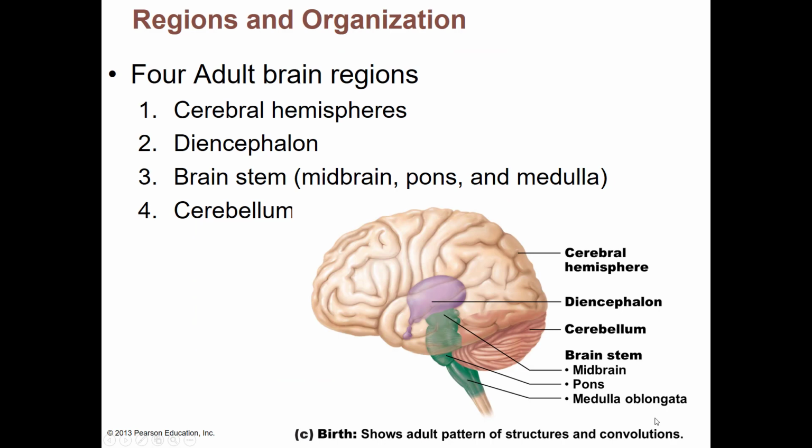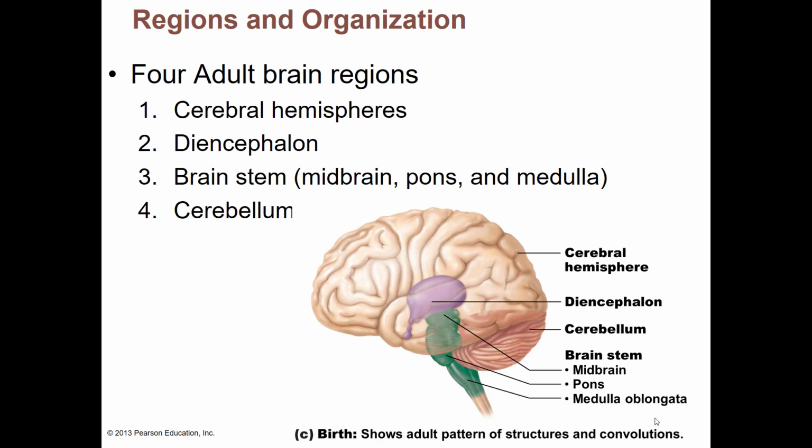Now, the brain itself, some fun facts. It weighs around 3.5 pounds, and it is split into 4 different regions. And again, this is an adult, fully developed brain. It's split into 2 cerebral hemispheres. Sometimes they're also called the cerebral cortex. Sometimes they're just shortened and called the cerebrum.